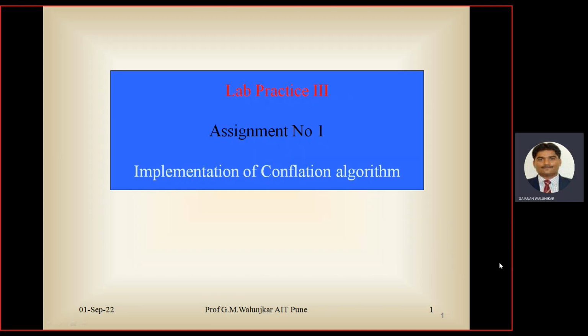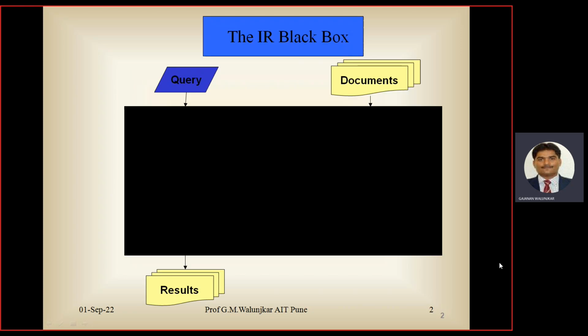Good morning, friends. Today we'll see laboratory practice 3 and assignment number 1, that is, implementation of the conflation algorithm. Before we move to the actual conflation algorithm, first of all, we should understand the IR black box model. What sort of processing happens inside this particular box?